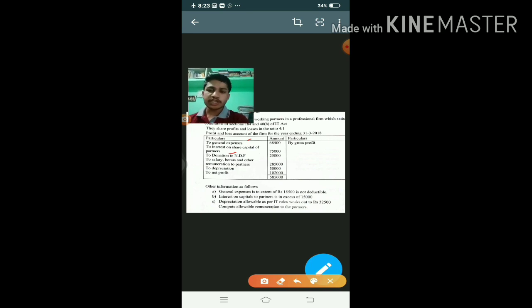Donation to NDF, National Defence Fund, is provided. I already explained that donation and any kind of charities, if provided, are considered non-business expenses to add back to the net profit. Salary, bonus and commission, remuneration to the partners: obviously it is taxable under income from firm as well as business, so add back to the net profit as non-business expenses for calculation of taxable income.